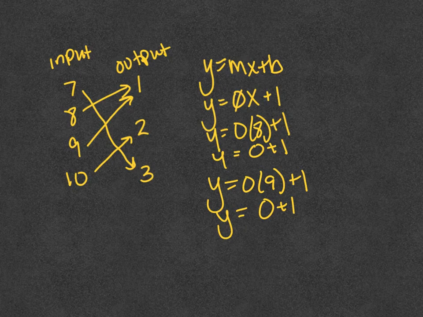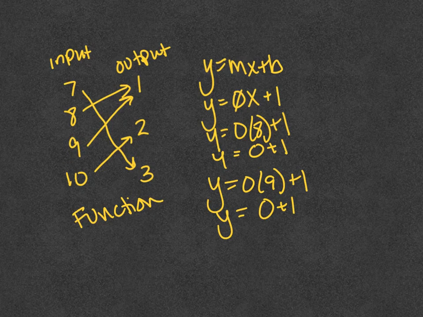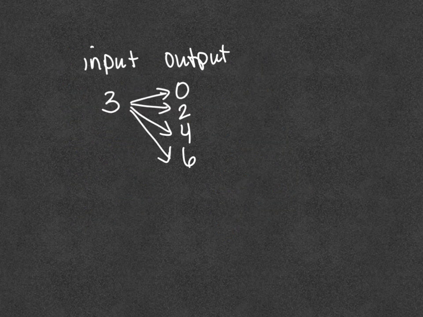So in this case, this would be a function because each input has only one output. That has only one output, and that has only one output. It's not saying that the input 9 has 1 and 2 as a possible answer. 9 only has the one output, and that's it. Is this one a function?